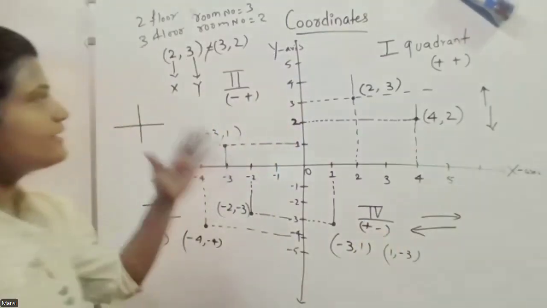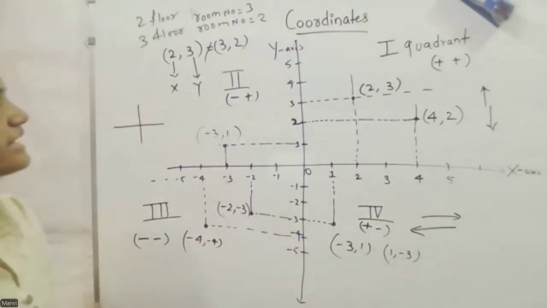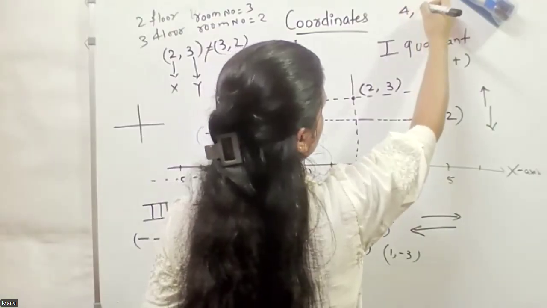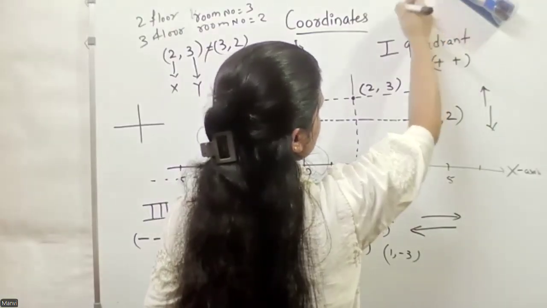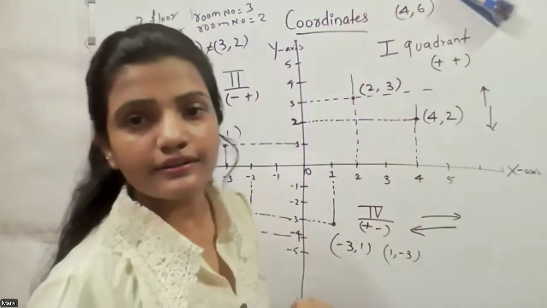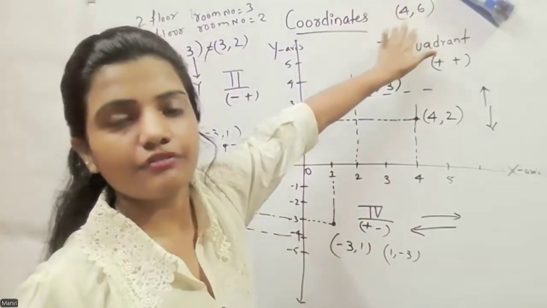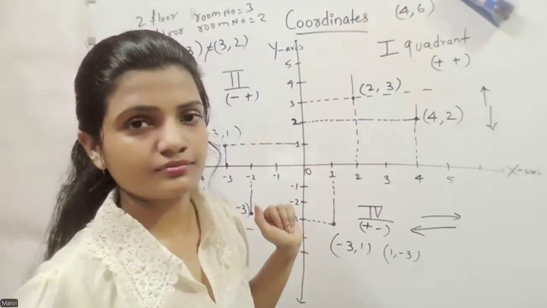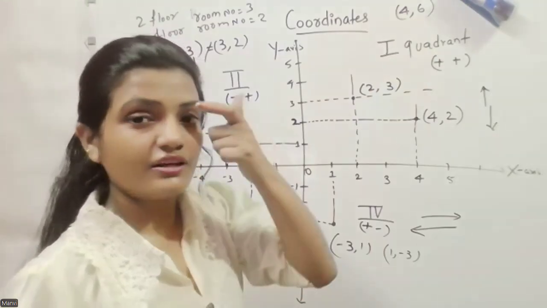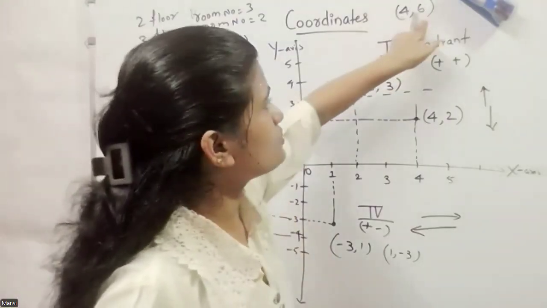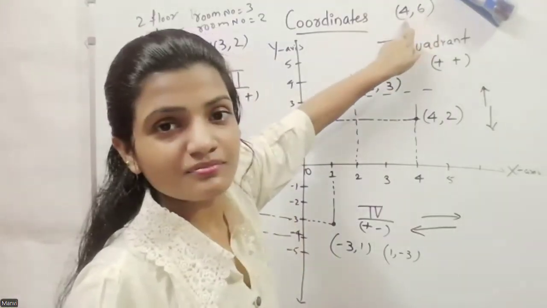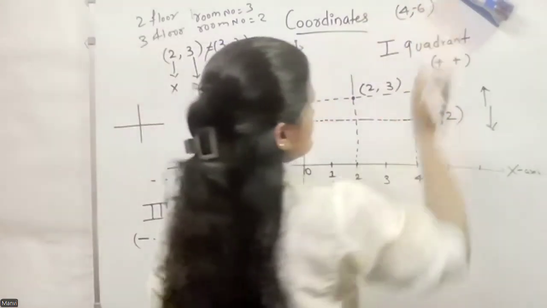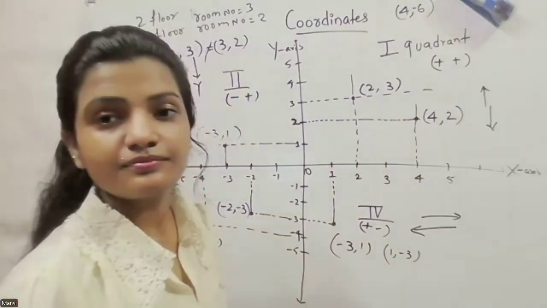Okay. So why did I explain all these things? Because sometimes they give us one point. They say this point, 4 comma minus 5, something like this. And they ask in which quadrant this point lies? First, second, third or fourth? You just say that both values are positive. So will it be in the first? Very good.